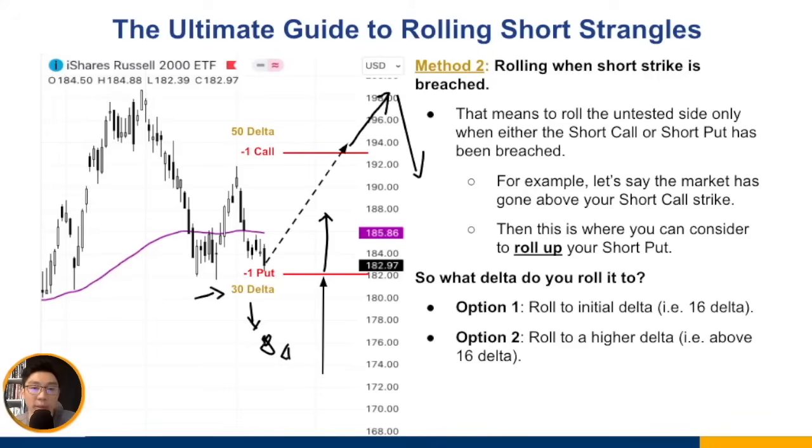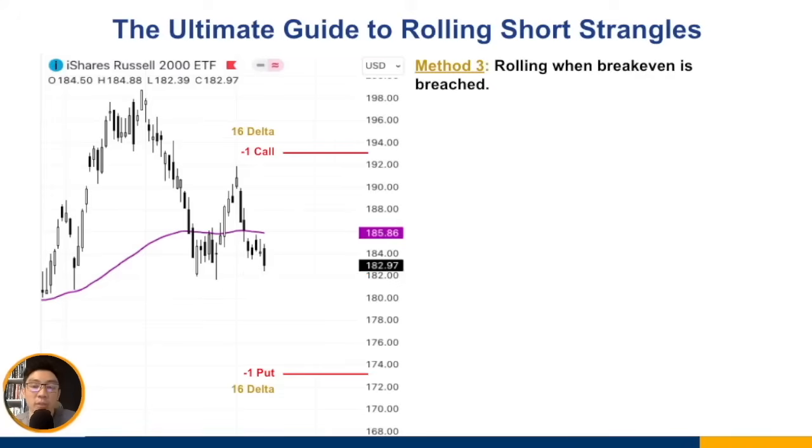Again, this is one of my mandates. I will generally get out of any undefined risk strategy, especially undefined risk strategies at around 21 DTE, because past that, the gamma will start to pick up. It's going to be much more risky for any undefined risk strategies that you have. All right, so method number three. Method number three is the most conservative one. So you roll only when your break even is breached.